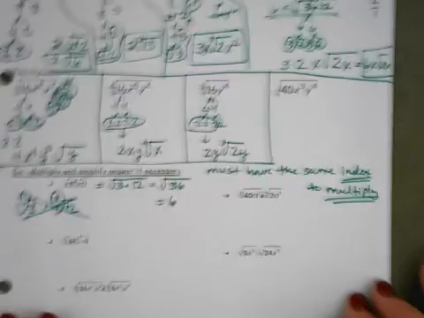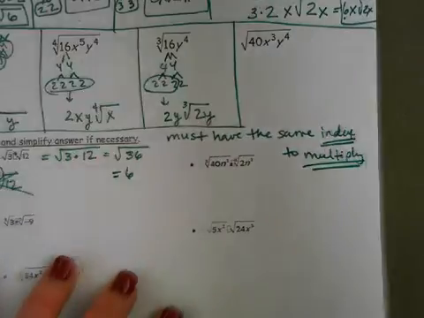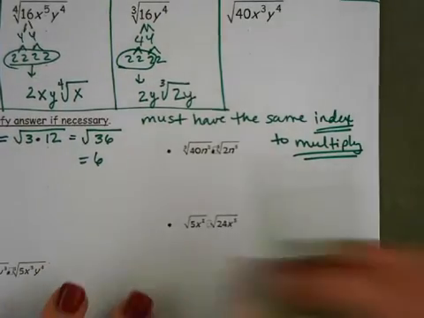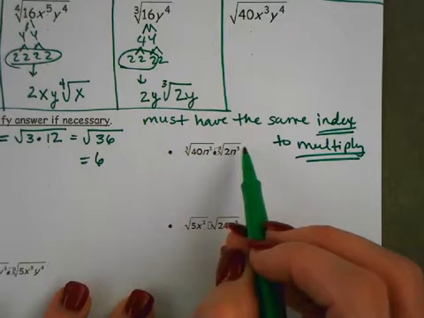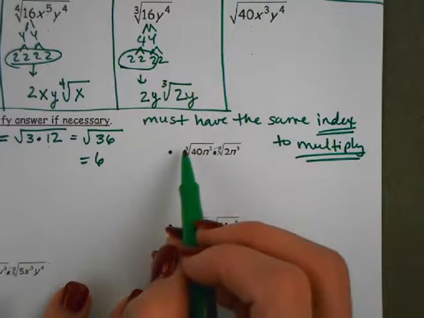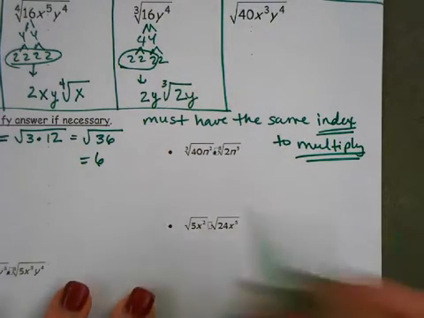Okay, so I'm going to look at this example here. And I have the cube root of 40n squared times the cube root of 2n cubed. Okay? My indexes are the same. I have a cube root, so I can multiply them together.